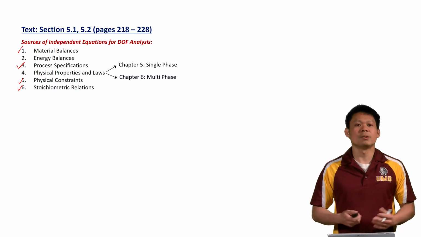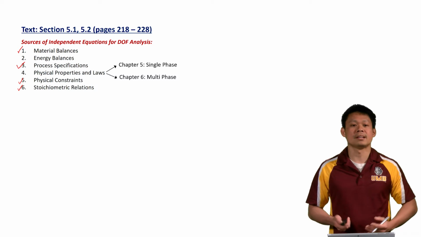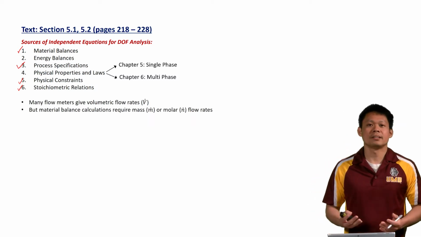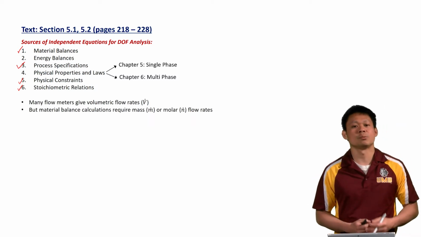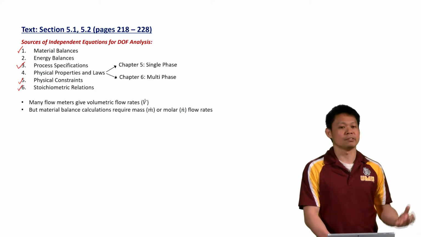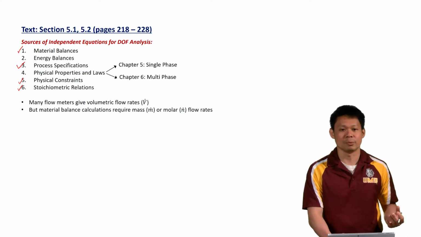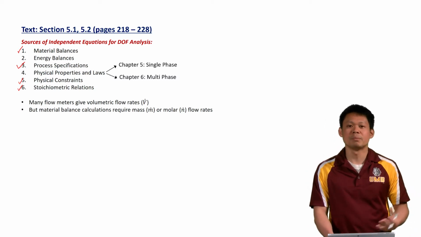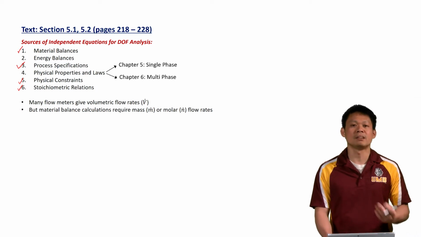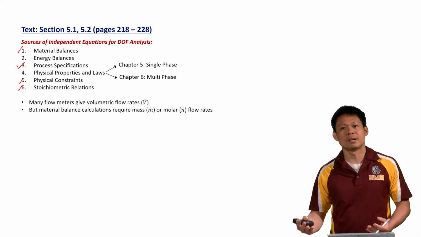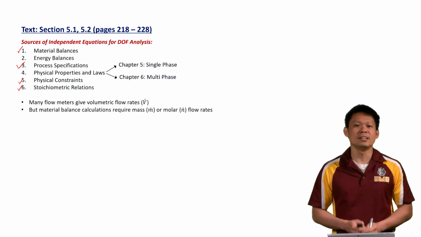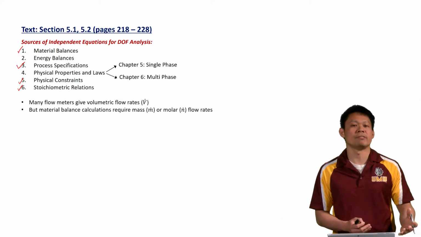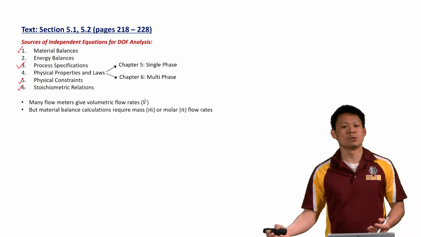So why do we want to look at physical properties and laws? Why is that important? Practically, in a lot of our flow meters, what we are actually measuring is volume or volumetric flow rates. Practically, that's the easiest measure that we can have. But when we do our material balance problems, we cannot do a volume balance. We have to do either a mass balance or a mole balance. So we need a way to convert from our measured value of volume into mass or moles.